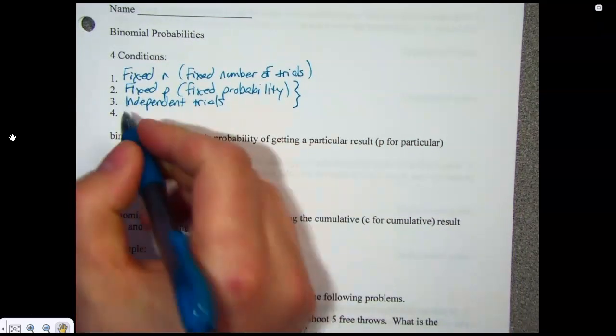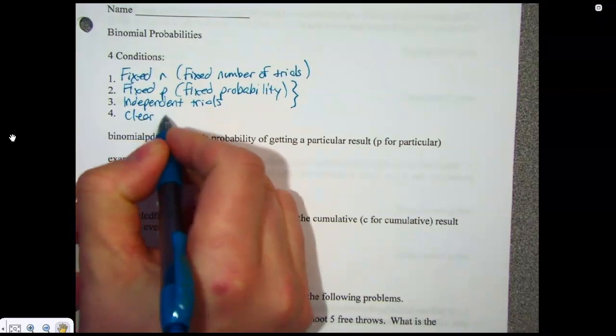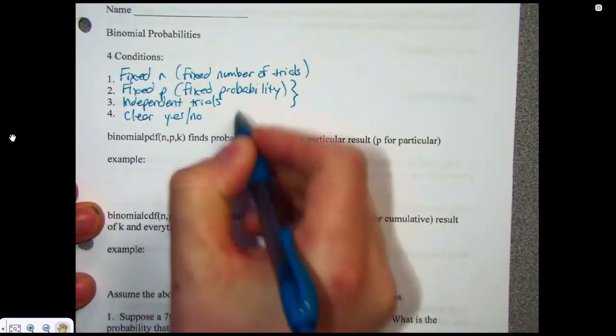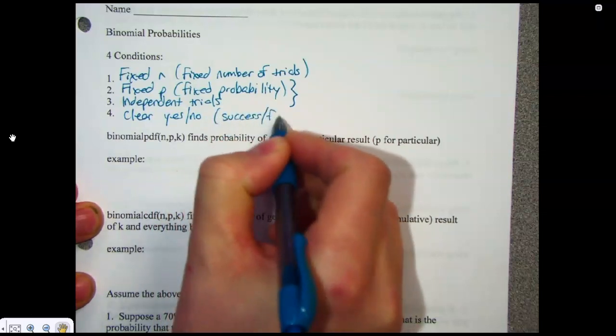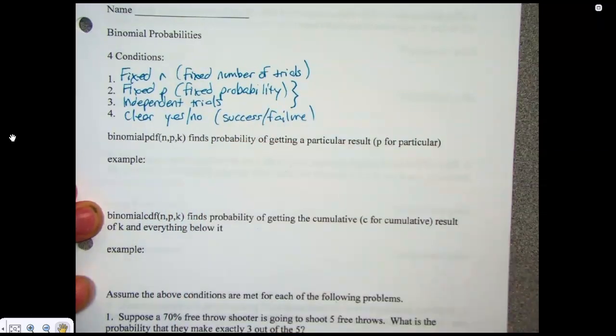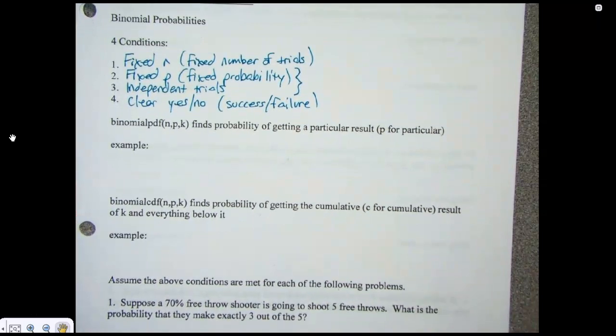And the last one is you have to have a clear yes, no, where you can think about it as success, failure. Like it has to be obvious. Did you succeed or did you fail? Like a yes, no. There's only two outcomes: yes or no. Not maybe, not kind of. So heads, tails. Make the free throw, you miss the free throw. You pass the class, you fail the class.